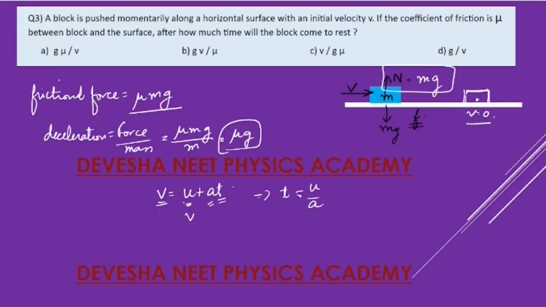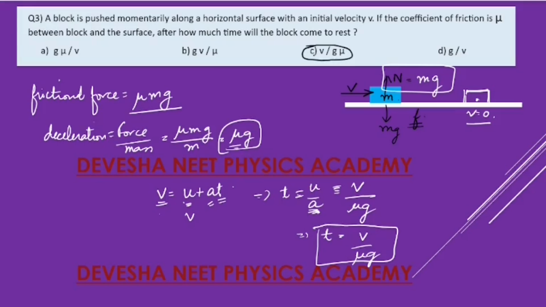I'm not giving a negative sign here because a is the deceleration, which is a negative acceleration. So we know that u is equal to v, and the deceleration a is equal to mu g. It means t is equal to v by mu g. So the answer is given here: t is equal to v by mu g.